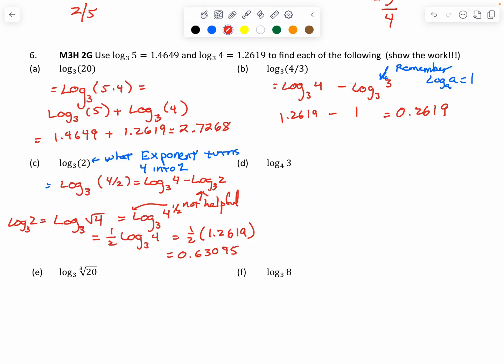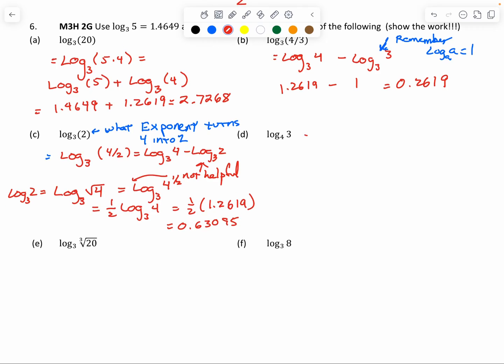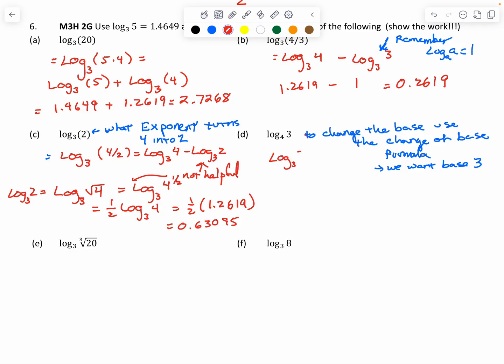Oh, it wasn't that special. Okay, to change base, use the change of base formula. So to take the log with a weird base, you just take the log with the new base that you want and divide by the log of the old base.